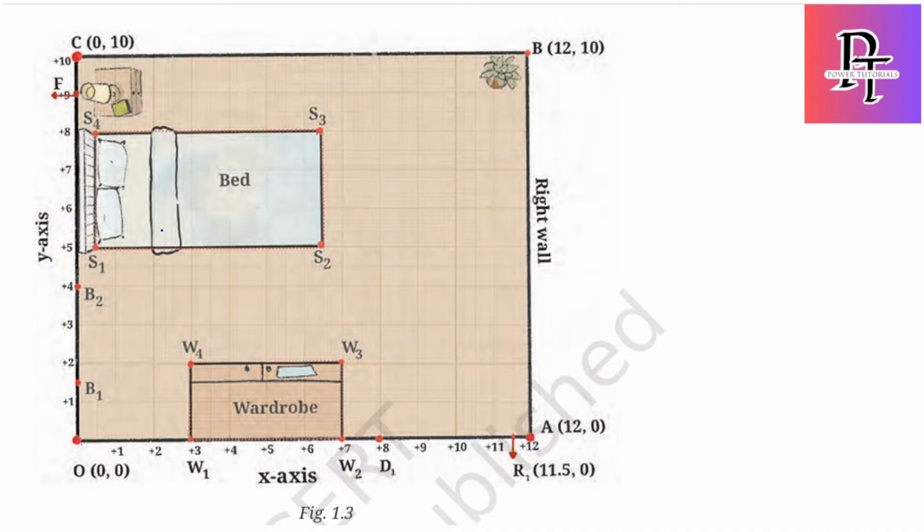We call it coordinates. Coordinates means having the vertices, which are the x and y coordinates. So we call x and y as coordinates.